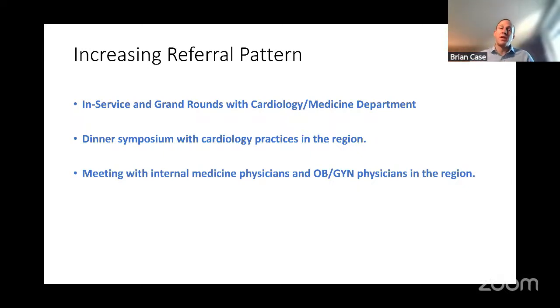We'll evaluate them. OB/GYN physicians were helpful because, again, 2/3 of the time you're going to be dealing with a woman. And younger women, a lot of times they use their OB/GYN doctor almost as like their primary care doctor. And a lot of times they'll have like shortness of breath and fatigue. And those OB/GYN doctors will send them our way to evaluate them for coronary microvascular dysfunction.